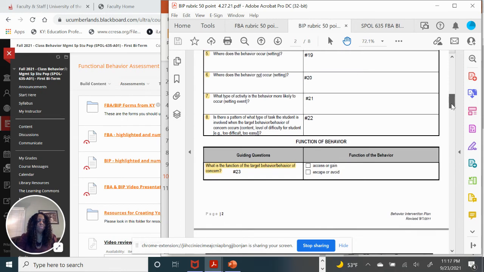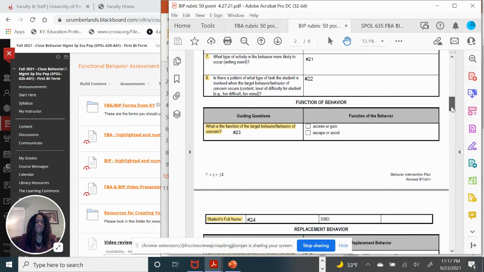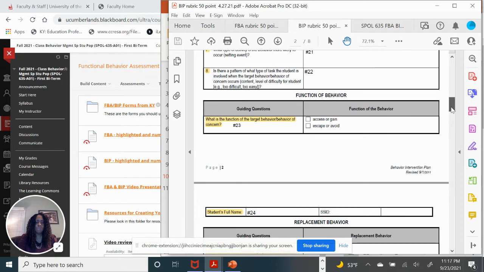Function of behavior comes straight from that other page. What is the function of behavior? Here we're putting access or gain, but we also need to fill out there, what is the function of the target behavior of concern? So is he looking to access or gain something? And then in that spot next to it, you need to tell me what. Is he looking to access peer attention? Is he looking to access adult attention? Is he looking to avoid a task that he doesn't want? Is he looking to escape internal stimulation? What is it that we're looking for there? And so all of that information goes in this little blank right here next to 23.